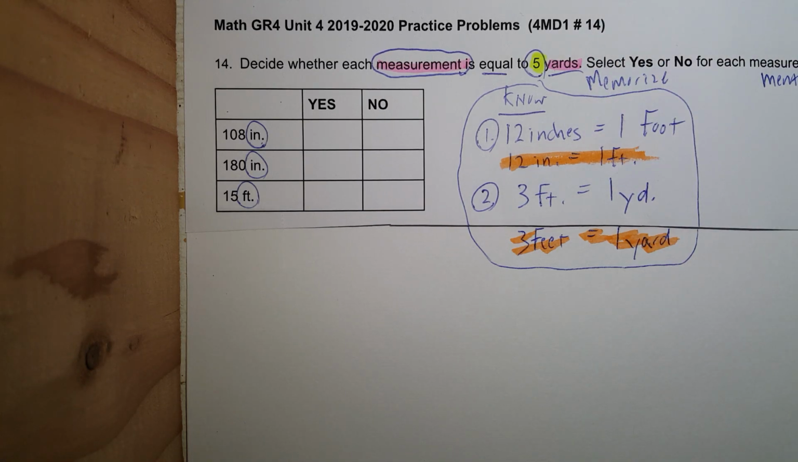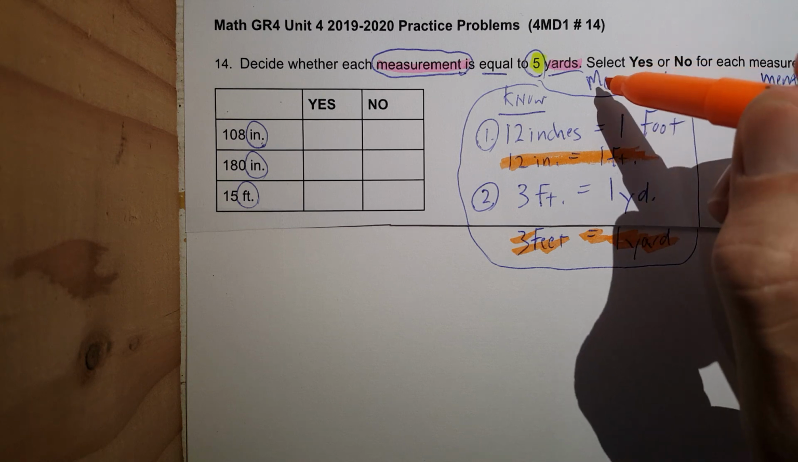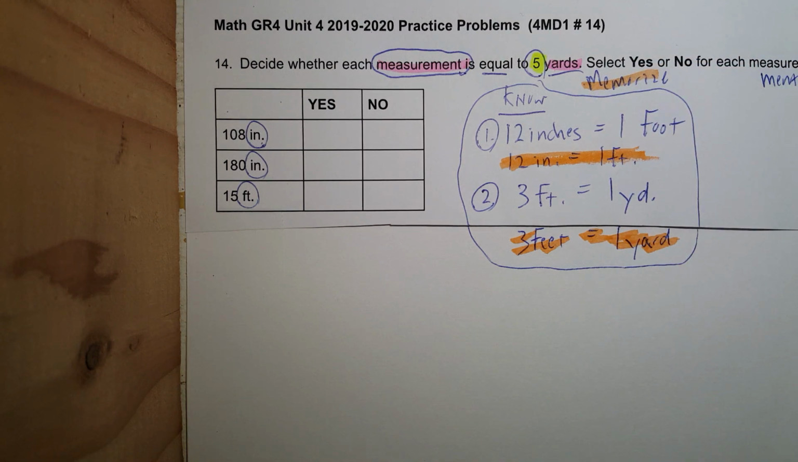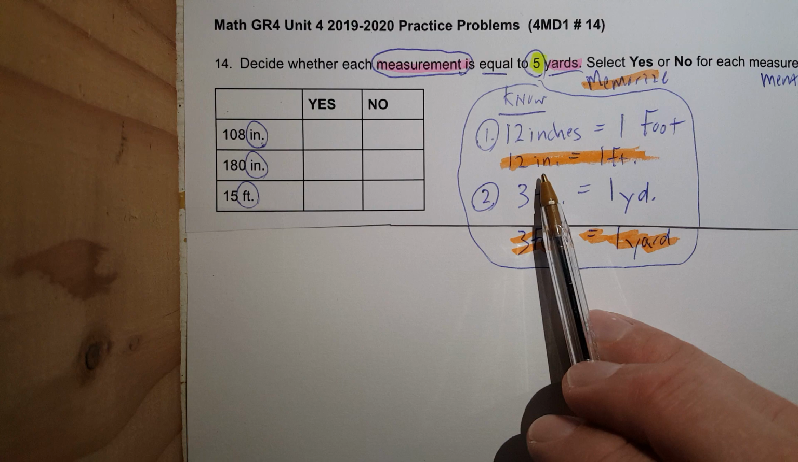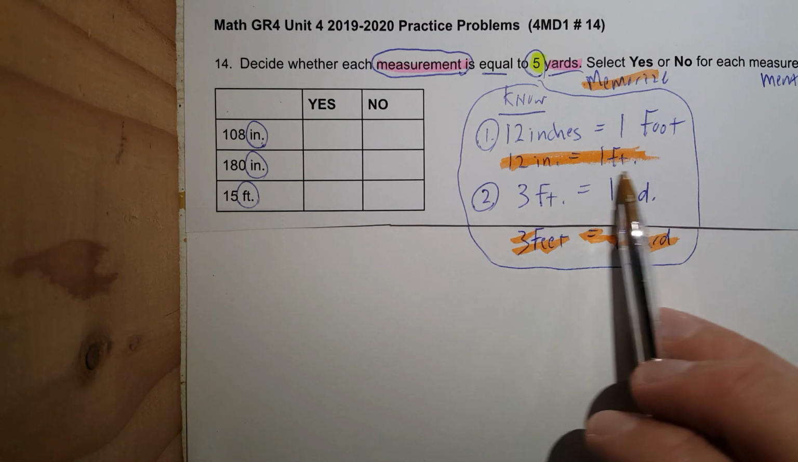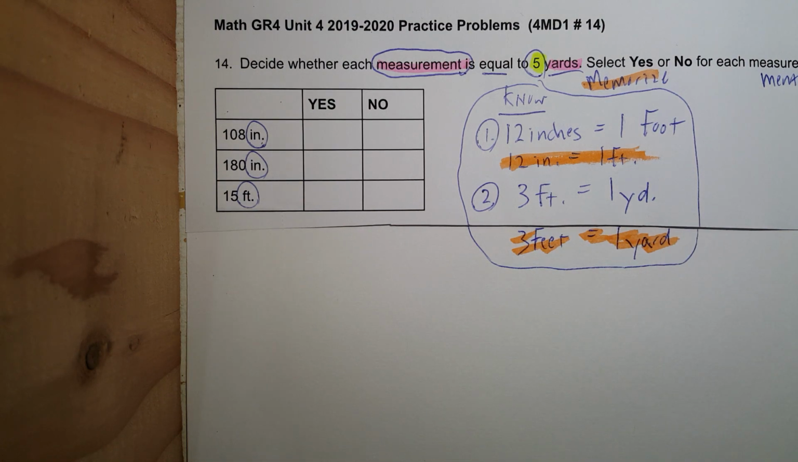Memorize it. 12 inches, 1 foot. 3 feet, 1 yard. Most likely, if you say it 30 to 36 times out loud, it will stick in your long-term memory. And then say it again the next 30 days. Okay, so here we go.